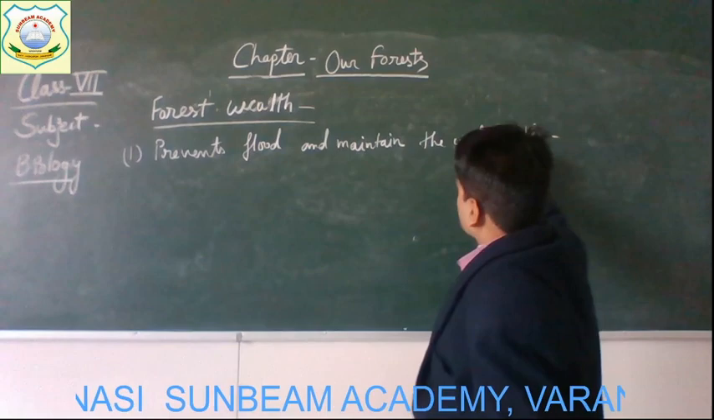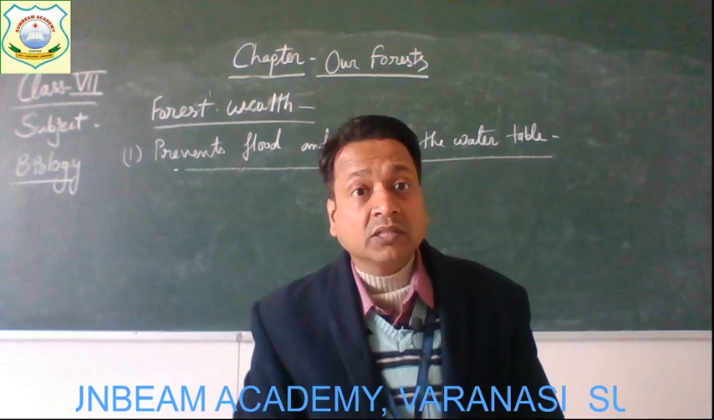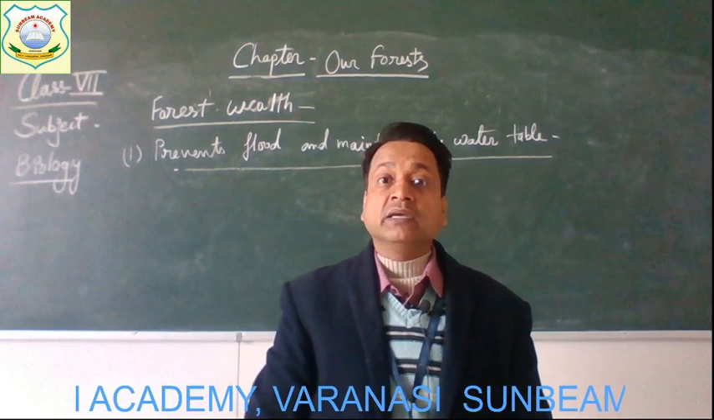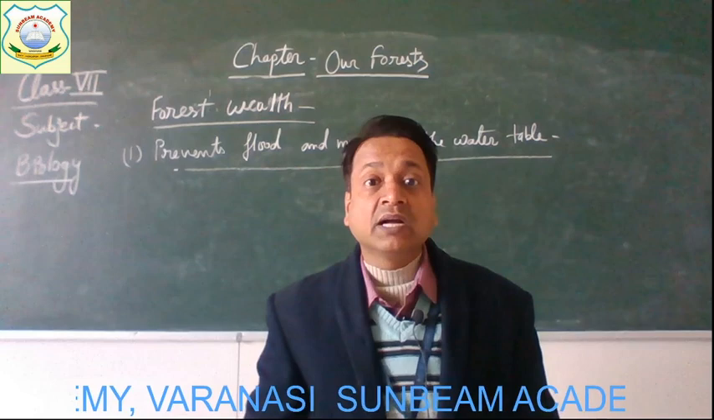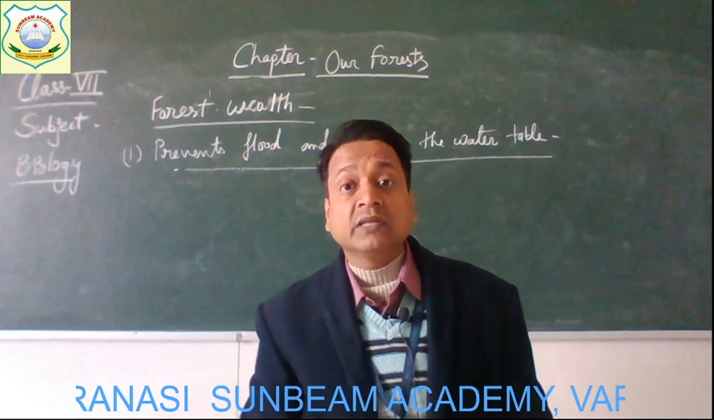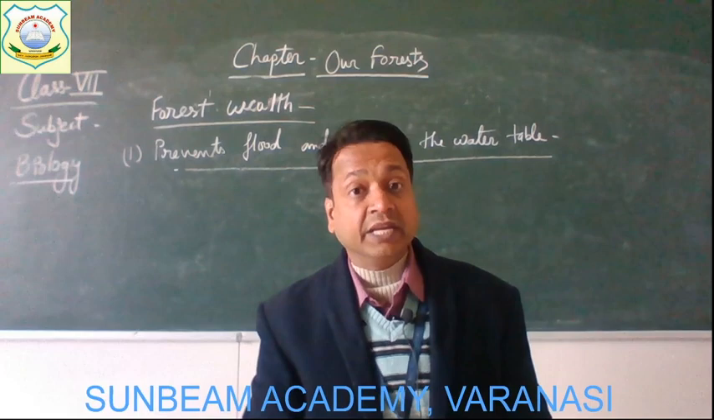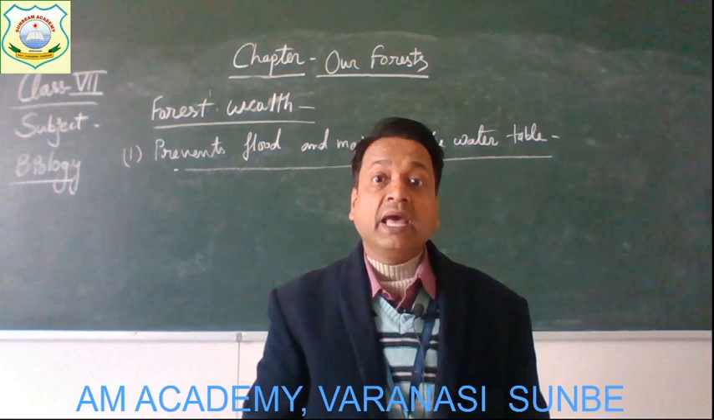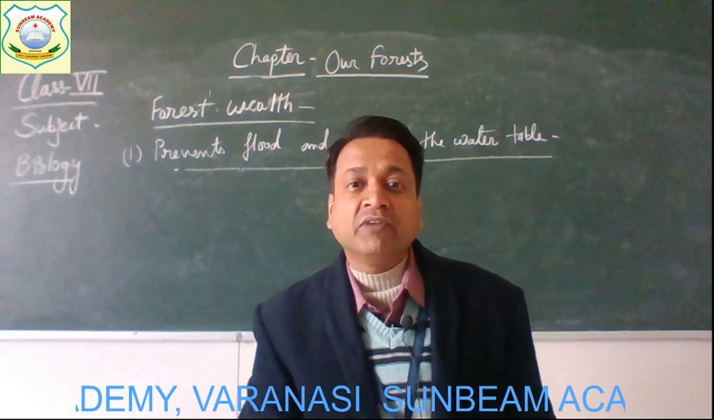Okay, children, when rainwater falls on the leaves of trees and plants, it drips slowly onto the forest floor, and thus the water does not collect and stagnate on the forest floor, and this prevents flooding. Okay, and the water is able to seep into the soil and helps to recharge the water table. And when it rains heavily in the city, the roads get flooded, but this does not happen in a forest.